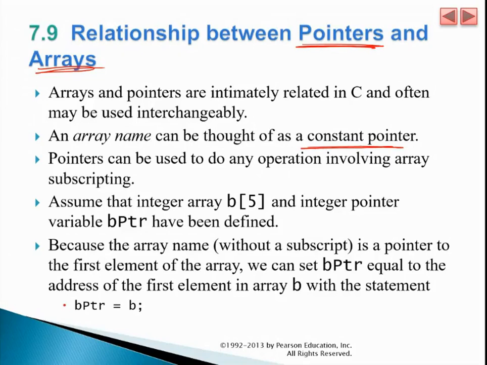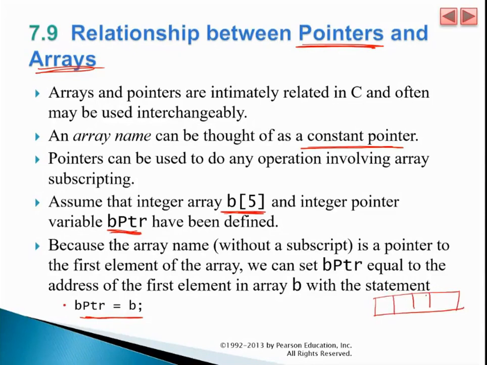And this is a constant pointer, meaning you cannot change the value of this particular pointer during the program execution. Now, a pointer can be used to do any operation involving array subscripting. Okay, now this is an important concept. So, assume that an integer array B[5] and an integer pointer variable bPtr have been defined. We will write bPtr = B.